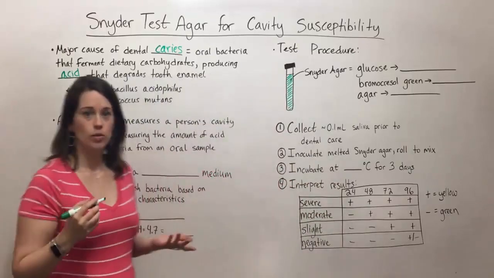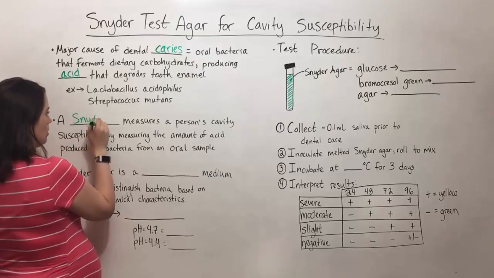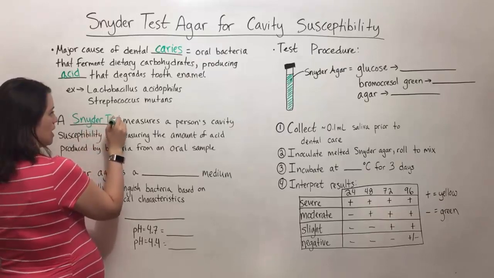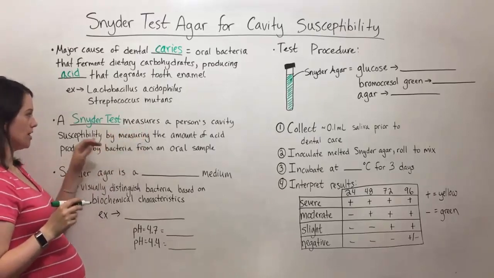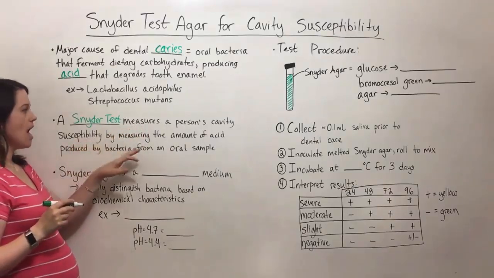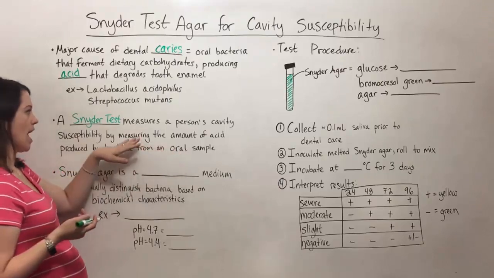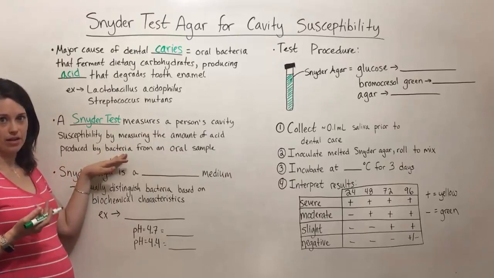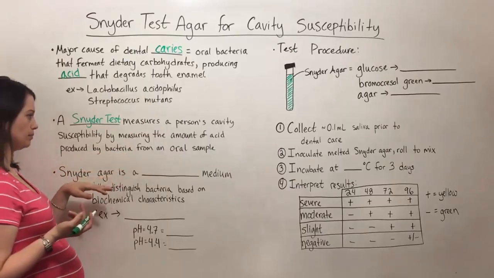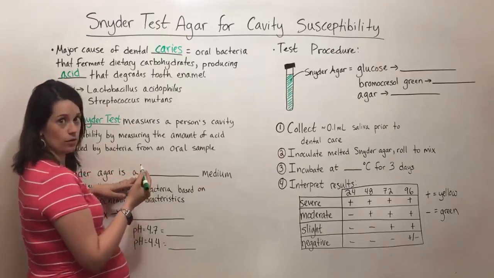And so that brings us to the Snyder test. So a Snyder test uses Snyder agar to measure a person's cavity susceptibility. And it does this by taking an oral sample, basically saliva, and measuring the amount of acid produced by bacteria in the saliva over time. This Snyder agar in particular is known as a differential medium.